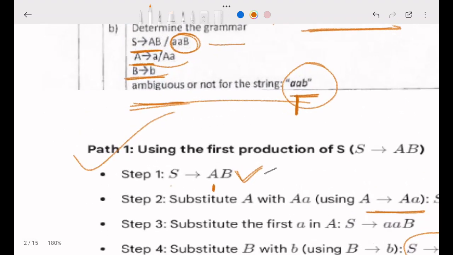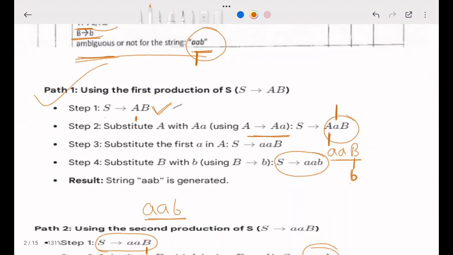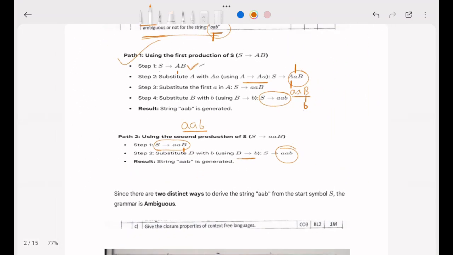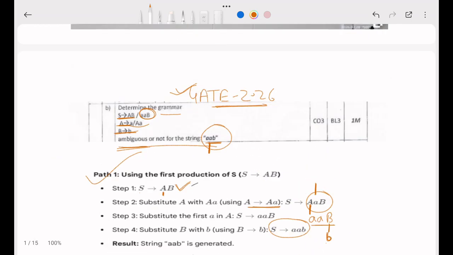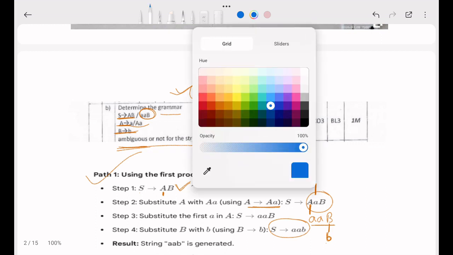Now you can see there are a total number of 2 ways to get my string. So that means this is ambiguous. This question also came in your GATE 2026. Okay, I think you understand.